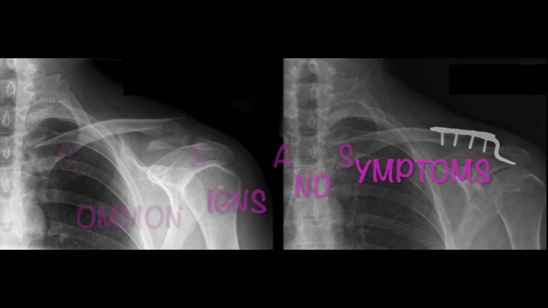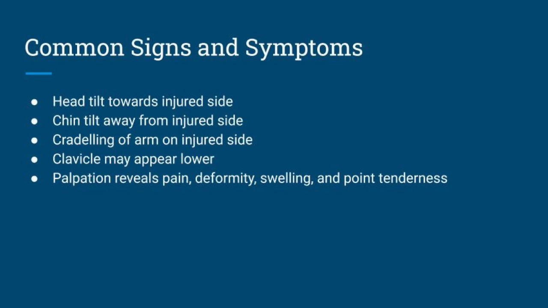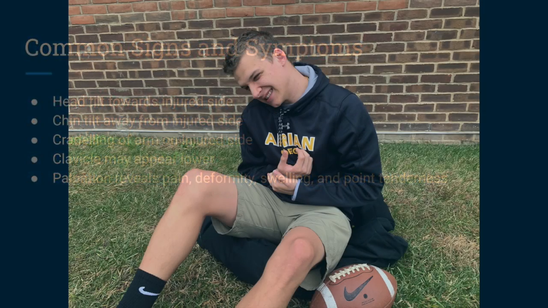Common signs and symptoms. The patient presents with head tilted towards the injured side with chin facing away and supporting the affected arm. The clavicle may appear lower. Palpation reveals pain, deformity, swelling, and point tenderness.